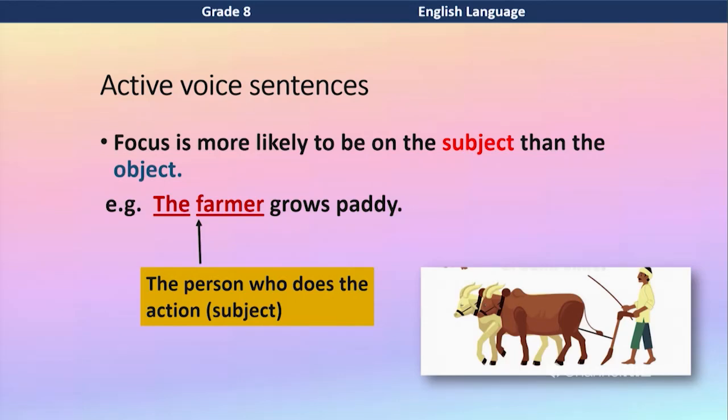Okay, so in active voice sentences, dear children, we focus on the subject than the object. Miss Chamari, can you read this sentence for us? The farmer grows paddy. So, in this sentence, you see, the person who grows paddy is mentioned at first, and we have given priority to the person who does this. So, we call this an active voice sentence. Am I correct, Miss Chamari? Yes, you are correct. Of course. But what happens in the passive?